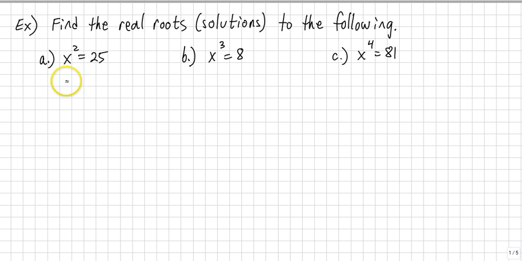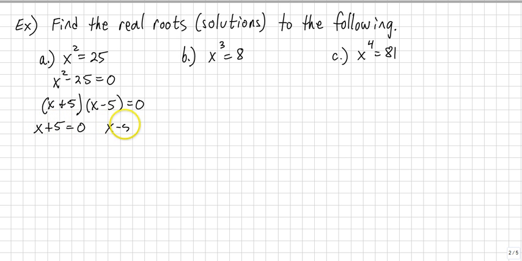we could move 25 to the left-hand side, which is the difference of two squares. So we get x plus 5, x minus 5. And then we use the zero product property. So x plus 5 has to equal 0, or x minus 5 has to equal 0. And we get x equals negative 5, or x equals 5. So we got two solutions.